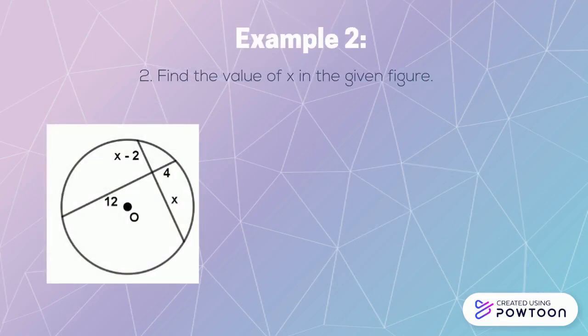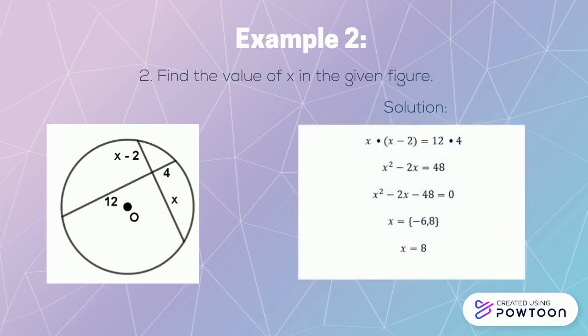Now let's try to find the value of x in the given figure below. While using the intersecting chords theorem, we can get the equation x times (x minus 2) is equal to 12 times 4. Simplifying further, we get x squared minus 2x minus 48 equals 0, and when solving the quadratic equation, we get the value of x, which is 8.